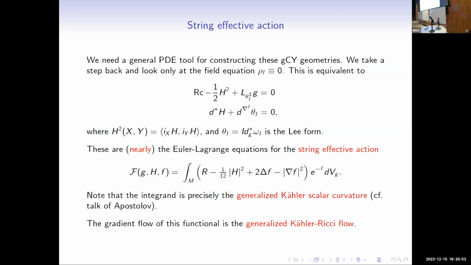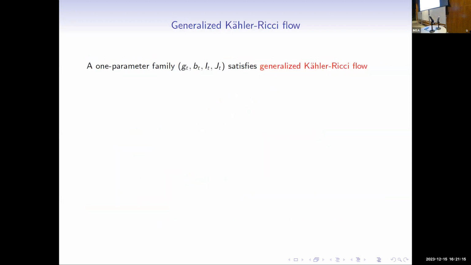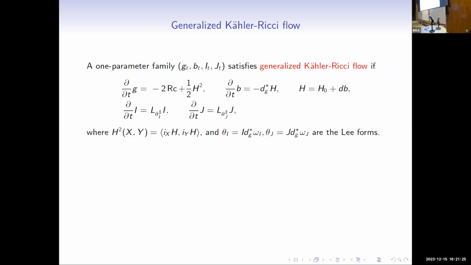Again, this is not really how I came to the subject, but the gradient flow of this functional, at least in the generalized Kähler setting, is what I'll call the generalized Kähler-Ricci flow. And it turns out this will be a good tool for constructing generalized Calabi-Yau geometries. So let me say now, what is generalized Kähler-Ricci flow, finally? Here, it's a one parameter family of metrics, 2 forms, and the 2 complex structures, I and J, and they satisfy the following PDE.